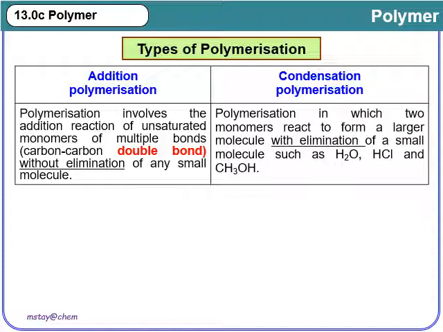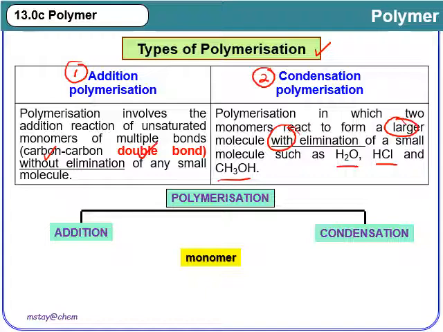Okay, now let's understand the types of polymerization. As in question number 1 of the tutorial, there are two types of polymerization. One is addition, which always involves the alkene, the carbon-carbon double bond, and without elimination. However, the second type, condensation, combines molecules to become a larger molecule, with elimination, such as water, HCl, and methanol.